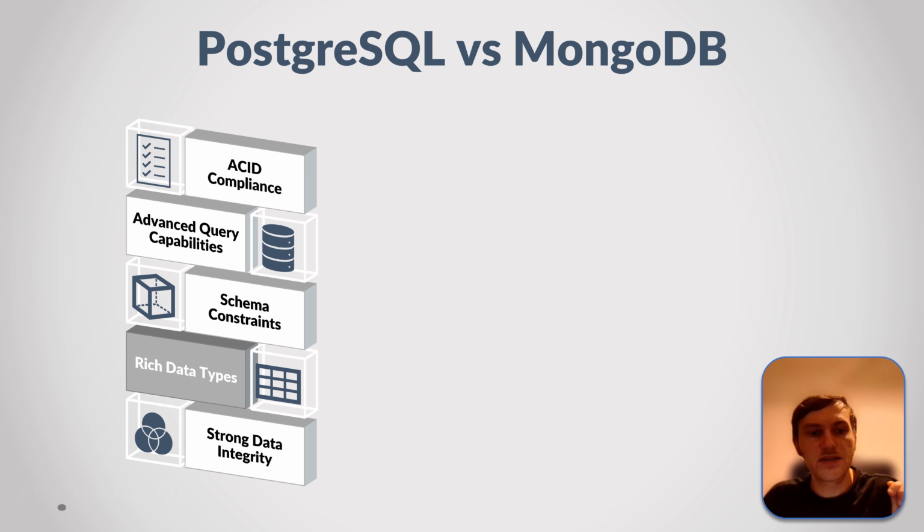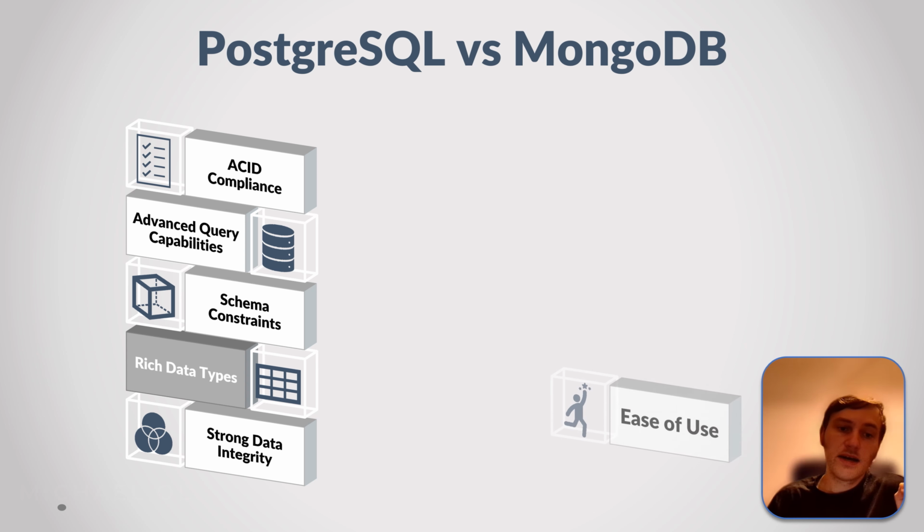ACID compliance is a set of properties that ensure reliable processing of database transactions. ACID stands for atomicity, consistency, isolation, and durability. These properties guarantee that database transactions are processed reliably and the database remains in a consistent state, even in the presence of errors, failures, and concurrent access.